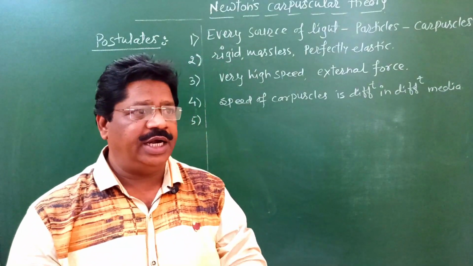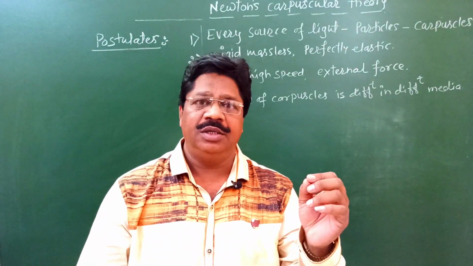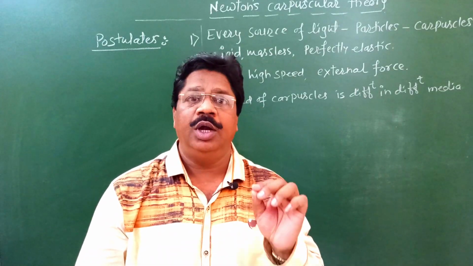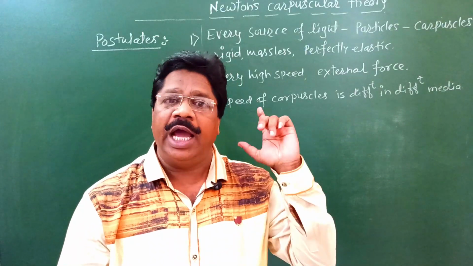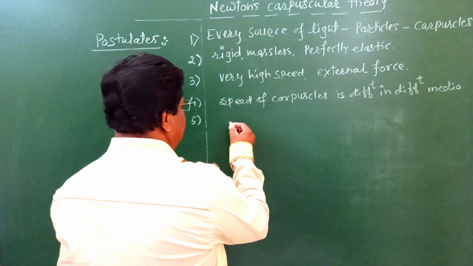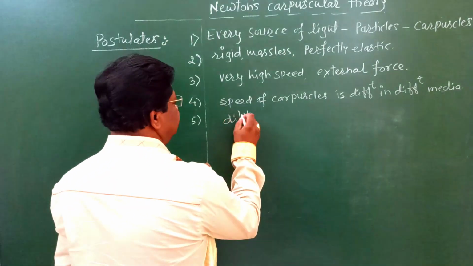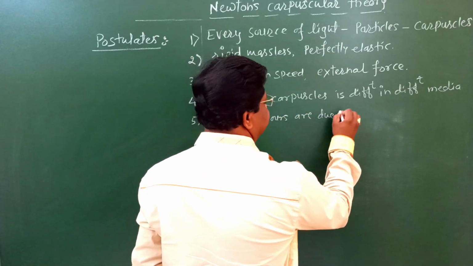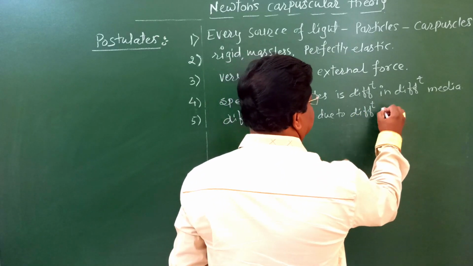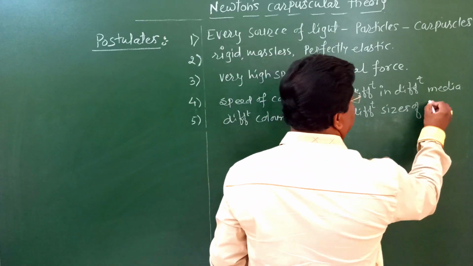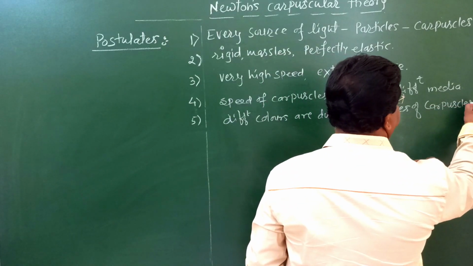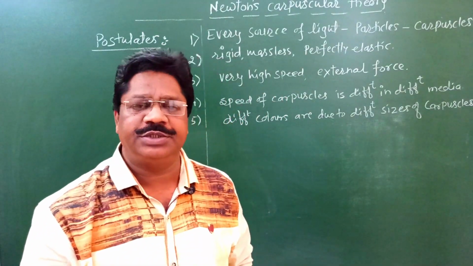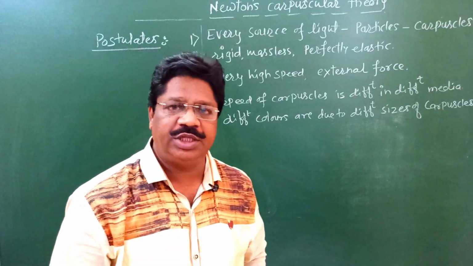Then we know that light has different colors: blue, yellow, red, green. According to Newton's corpuscular theory, the different colors of light are due to different sizes of corpuscles. The nature of color depends upon the size of the corpuscle.